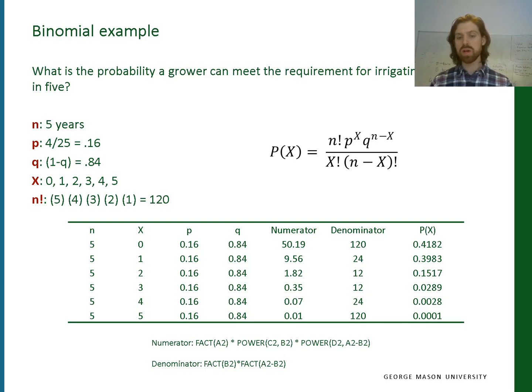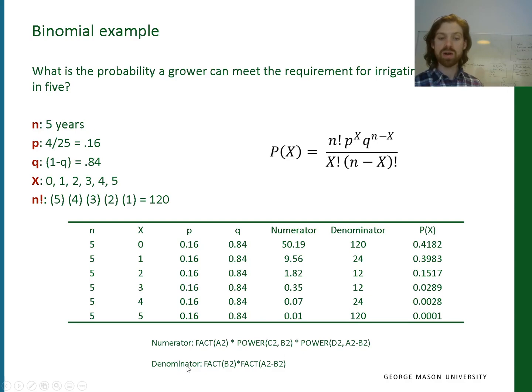If you want to type this out in your Excel spreadsheet, I would thoroughly advise you to. I've put down the equations for the numerator and the denominator, so you can just tap out these equations. You'll need an equals before it. To get the numerator, you would take the factorial of a2, which is n here, multiplied by the power of c2 and b2, so that's p to the power of x, multiplied by the power of d2, which has to be q, and then to n minus x. And that should get you the numerator, okay?